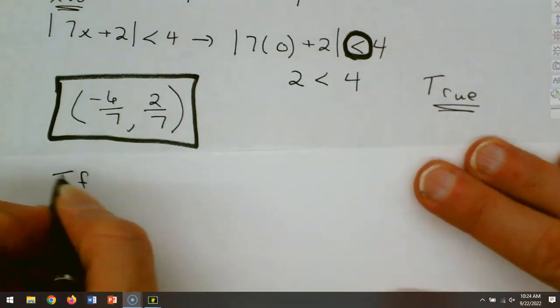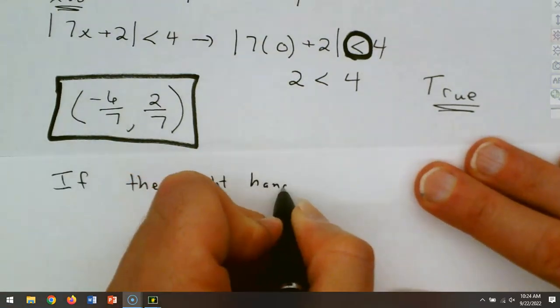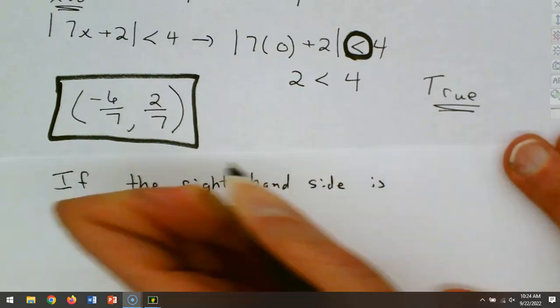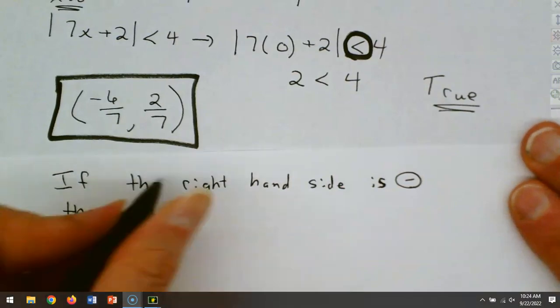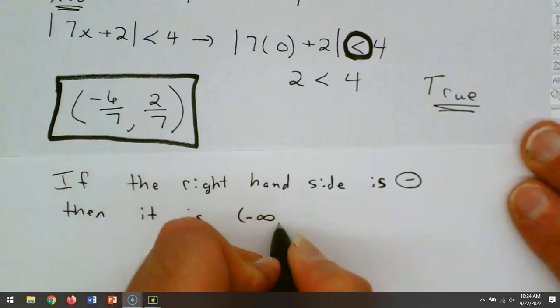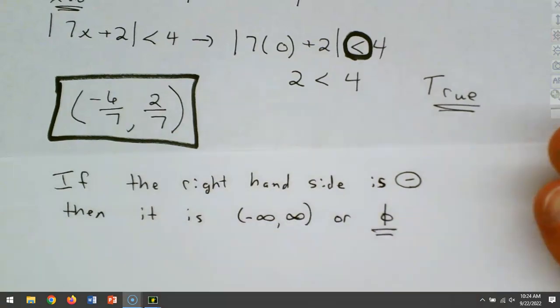So if the right-hand side is negative, then it is negative to positive infinity, or it is the empty set. So when we work these out and we get something where the right-hand side is negative, it is either true or it is false. And we're going to talk about some of these, and I'm going to explain why. It's either everything or it is nothing.